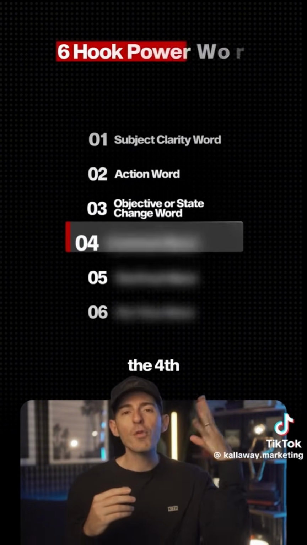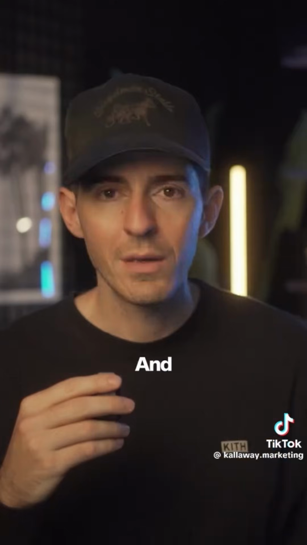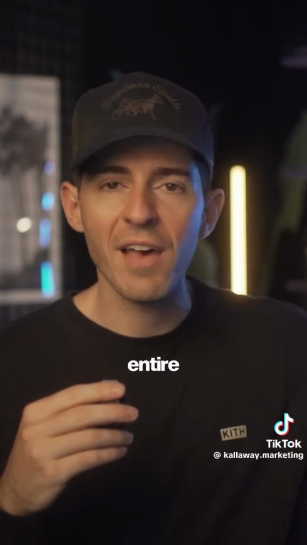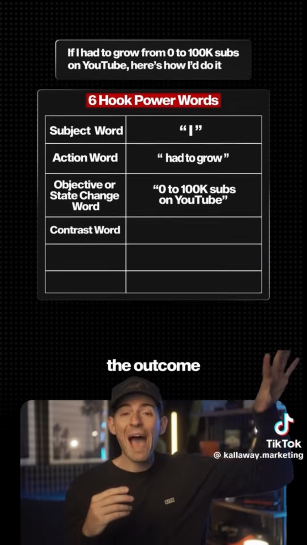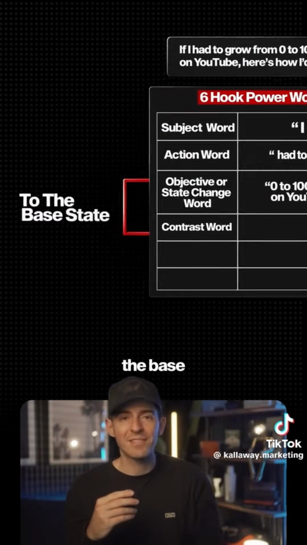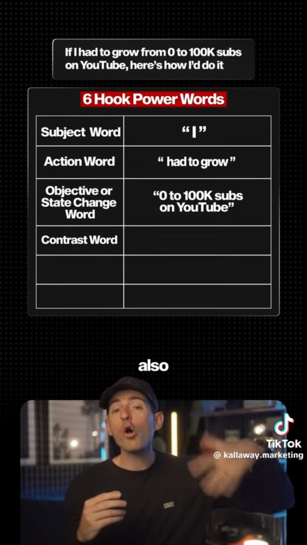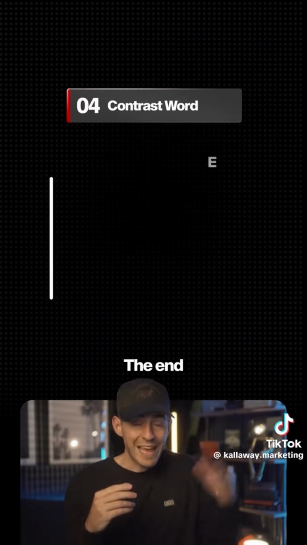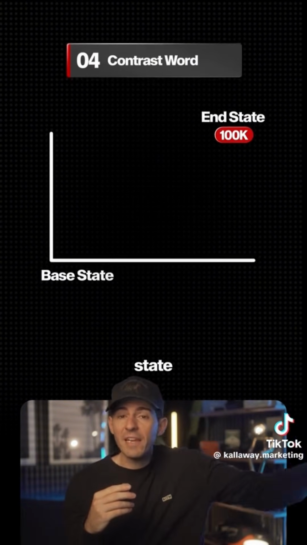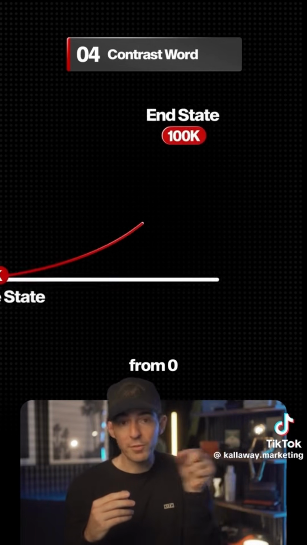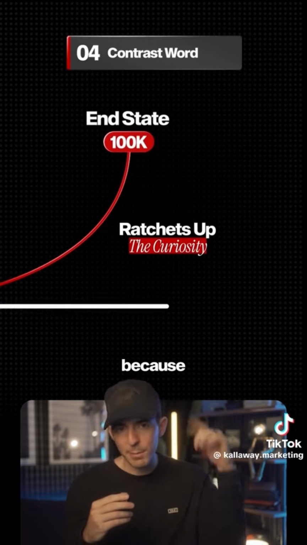The objective. Now the fourth hook power word is called the contrast word, and this one is the most important in the entire stack. The contrast word compares the outcome, word 3, to the base state. So in our example, the contrast word also is 0 to 100K subs. The end state is 100K and the base state is 0. That transformation, going from 0 to 100, ratchets up the curiosity because of the contrast word.